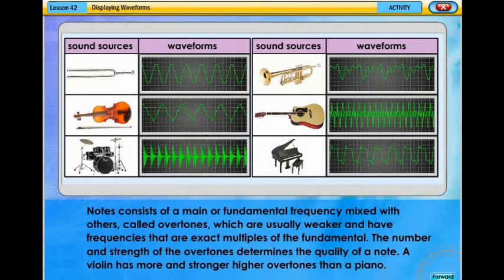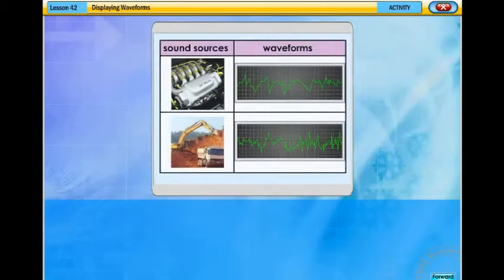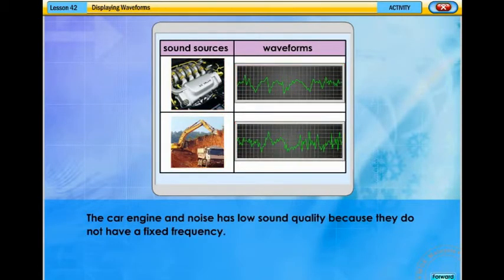Notes consist of a main or fundamental frequency mixed with others called overtones, which are usually weaker and have frequencies that are exact multiples of the fundamental. The number and strength of the overtones determines the quality of a note. A violin has more and stronger higher overtones than a piano. The car engine and noise has low sound quality because they do not have a fixed frequency.